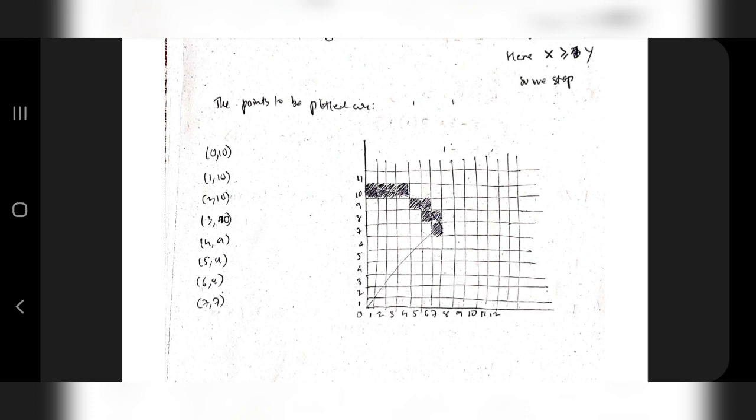So this was the topic which I have discussed about, the midpoint circle algorithm. In the exam also, they ask mostly this one only. You have to use this one.